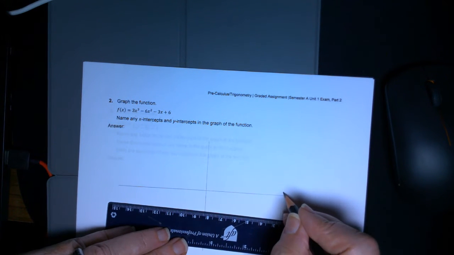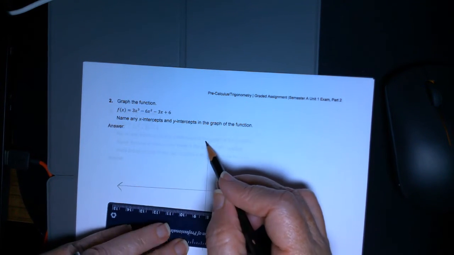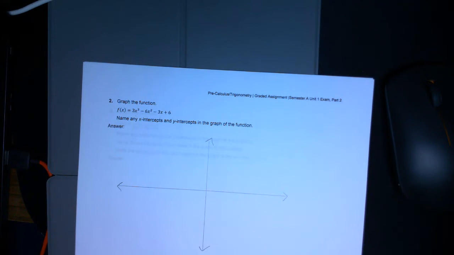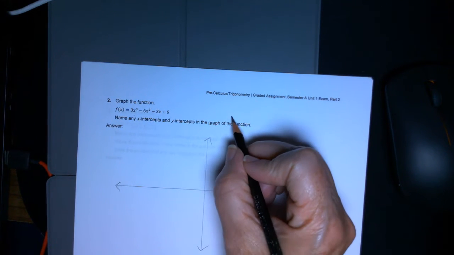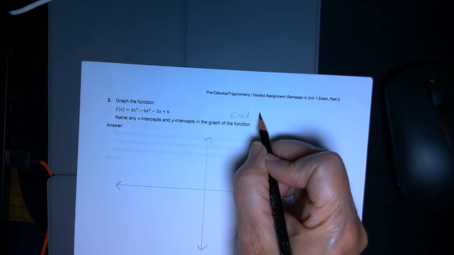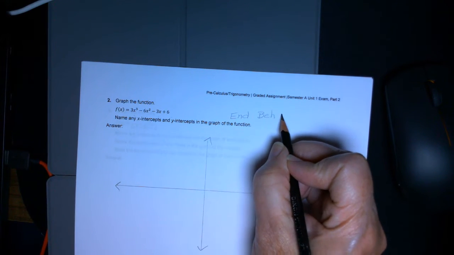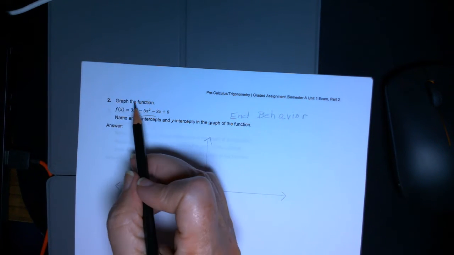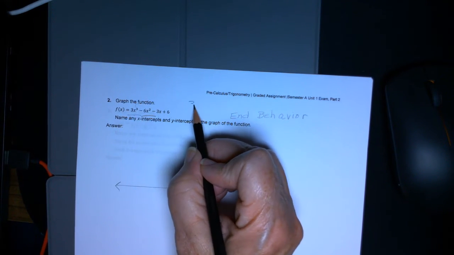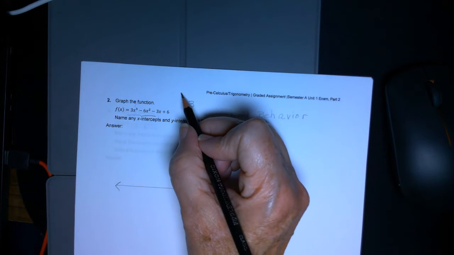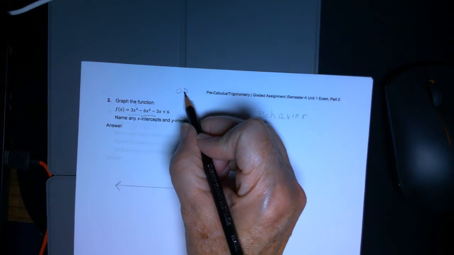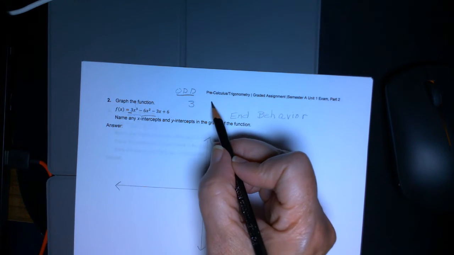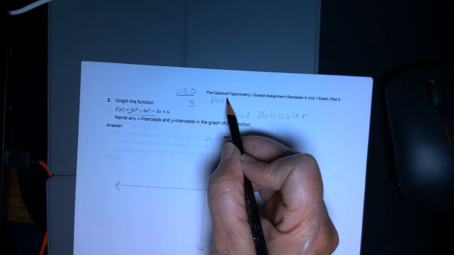And if you remember, I have told you that in the I Can, I have an end behavior chart that's very handy for you to have in your notes. So let's start with the end behavior. We're going to look at this function, and the highest power is 3, so that's an odd degree, and the leading coefficient is positive 3, not a negative.